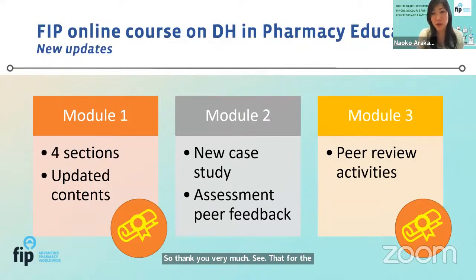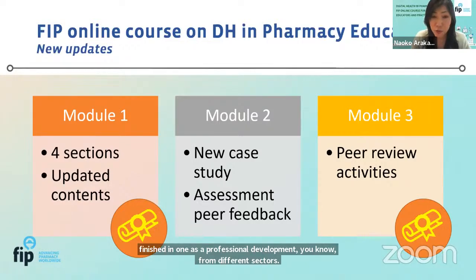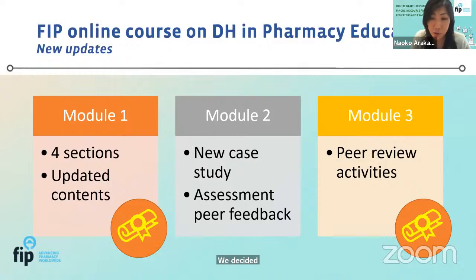For the last program, we only issued the certificate of completion after the completion of module three. But having witnessed so many people actually finish module one as professional development from different sectors, we decided to award a certificate of completion after module one as well. So once you finish module one, you will be awarded a certificate of completion. And that is also the requirement to move to module two and module three to get the full certificate of completion of this course.